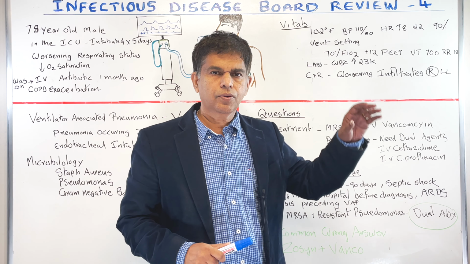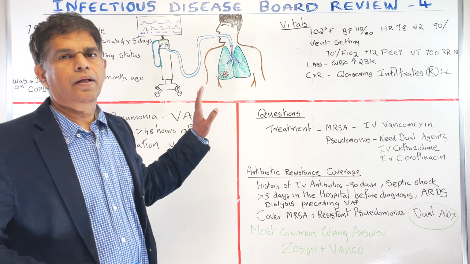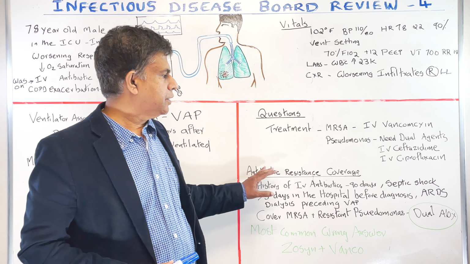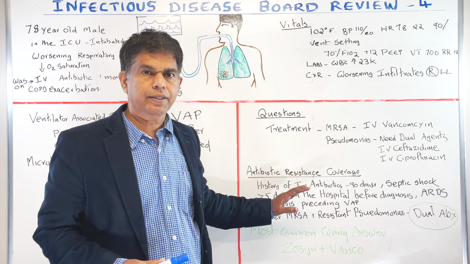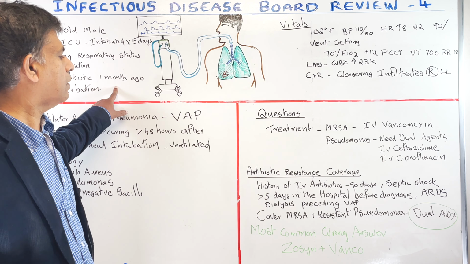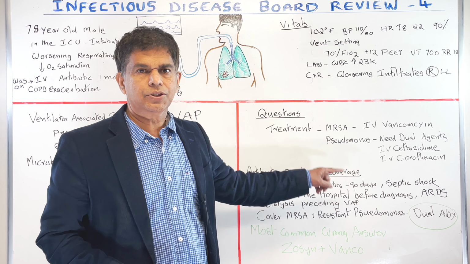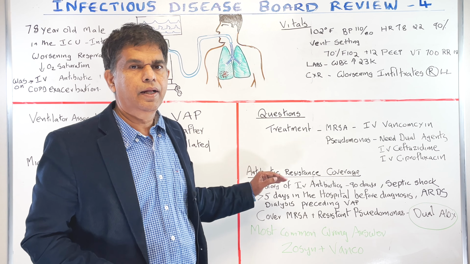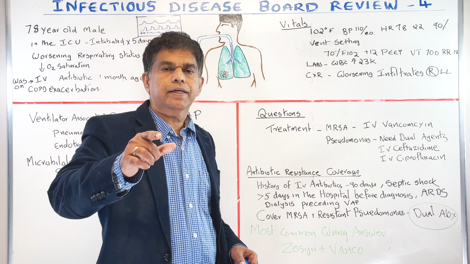So when we go back to this test again, the question is about ventilator-associated pneumonia. You need to know the common organisms. You need to know this patient has antibiotic resistance risk. Why does this patient have antibiotic resistance risk? Remember, look at this: he was on IV antibiotics 1 month ago. What does it say? History of IV antibiotics in the last 90 days. So he meets the criteria for antibiotic resistance coverage. So cover for MRSA, and dual antibiotic therapy for Pseudomonas.